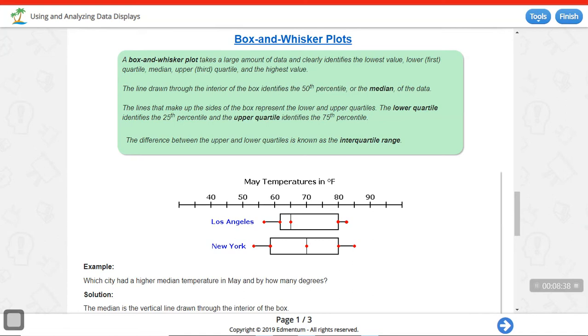The line drawn through the interior of the box identifies the 50th percentile, or the median of the data. Basically, 50% of the data is above that median, 50% is below. The lines that make up the sides of the box represent the lower and upper quartiles. The lower quartile identifies the 25th percentile, and the upper quartile identifies the 75th percentile.